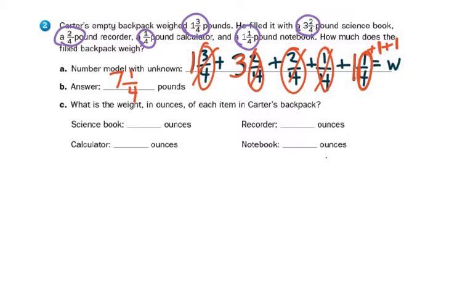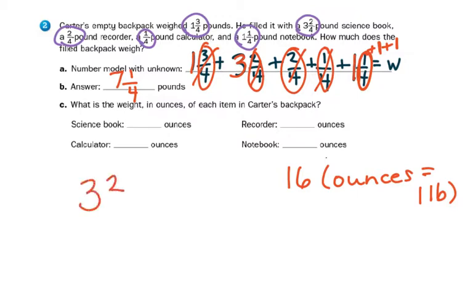What is the weight in ounces of each item in Carter's backpack? So remember, 16 ounces equals a pound. LB stands for pound. So a science book. Well, a science book is 3 2/4 pounds. So I'm going to start with the 3 pounds. 3 pounds would be 16 ounces plus 16 ounces plus 16 ounces.